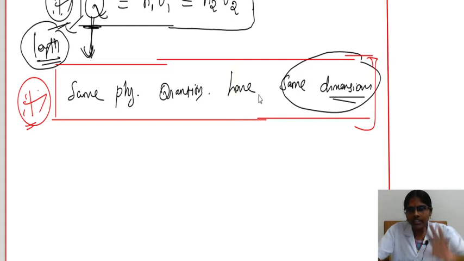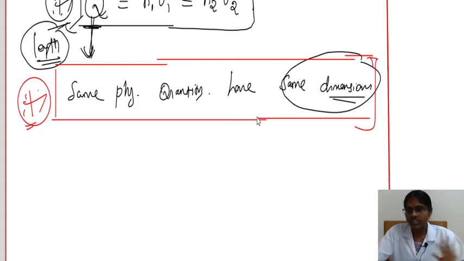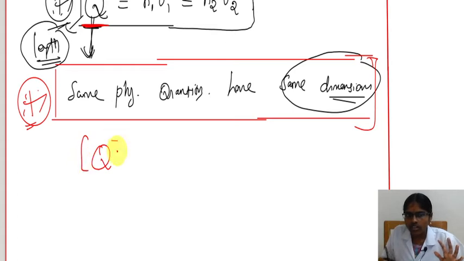Now based on this concept, I'm going to derive the general formula, the general way to find the equation, right? So let's see. The first step is to write the dimensional formula for this physical quantity. What is the dimensional formula for the physical quantity Q?